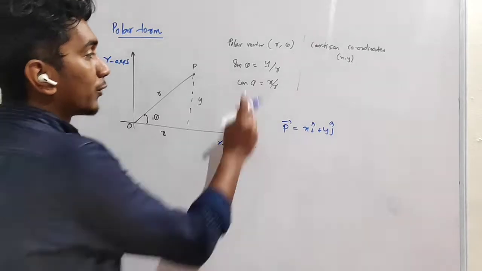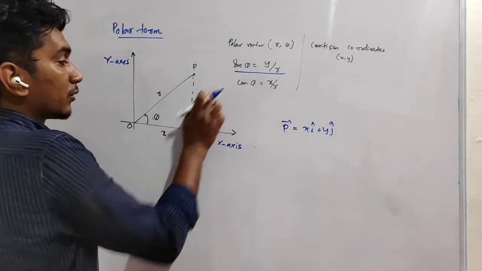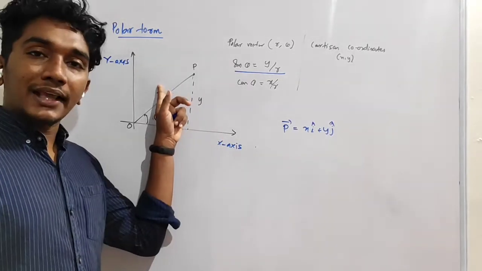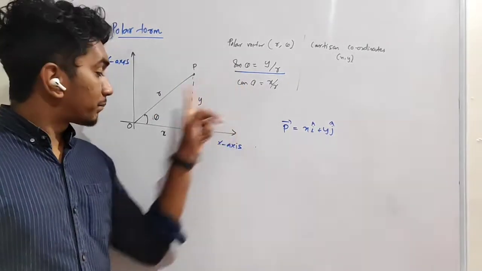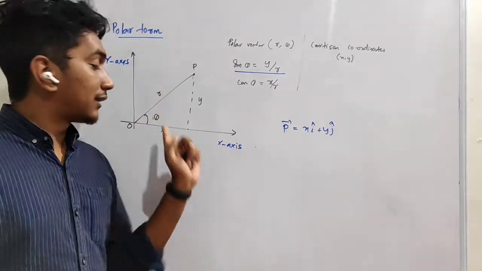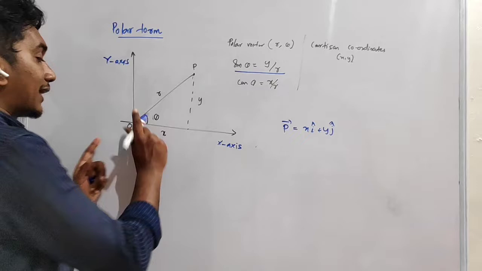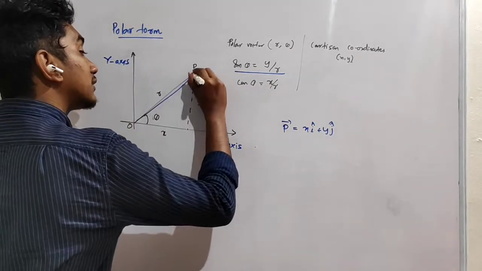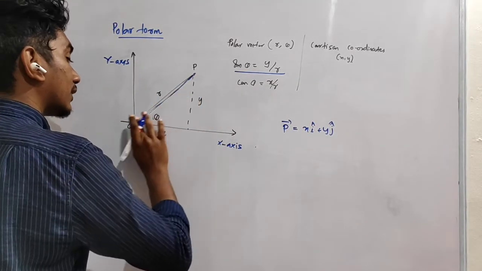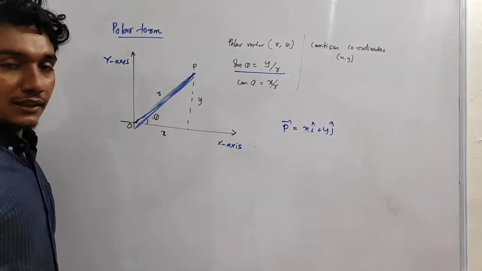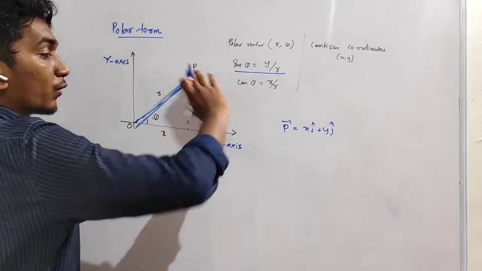And also, what about sin theta here? Sin theta is equal to opposite side divided by hypotenuse, that is y divided by r. What about cos theta? X divided by r, that is adjacent side divided by hypotenuse. Okay, so this is the vector. You can represent this as a vector, and this is the x component and y component.